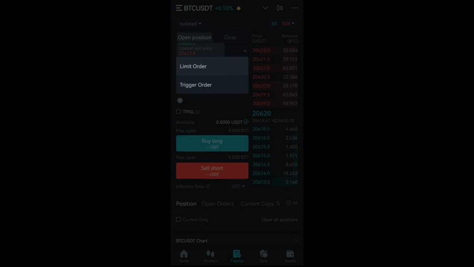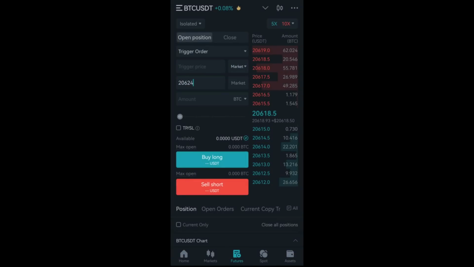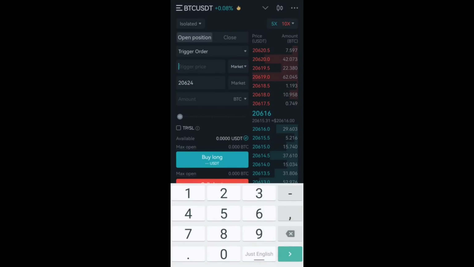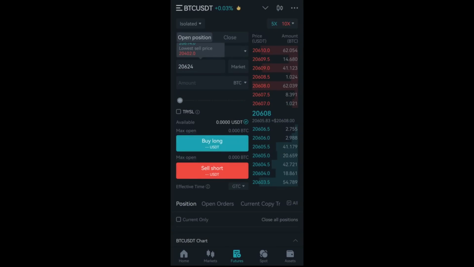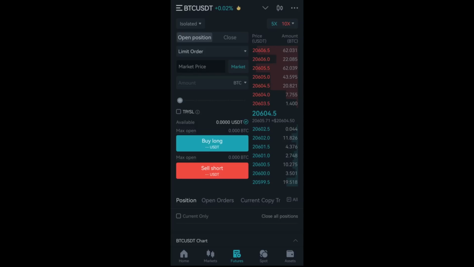If you select the second option, trigger order, you'll have the option to enter two prices. One is the trigger price and the other is the limit price. Whichever amount you enter as the trigger price, at that price your order will get triggered, and at the limit price you set, your order will get executed. Guys, I know it sounds a little confusing. So if you're a beginner, I suggest you just select the first option, limit order, and set it to market price. Now the next step is you should have a USDT balance in your futures wallet.